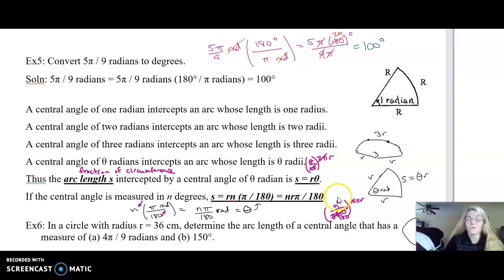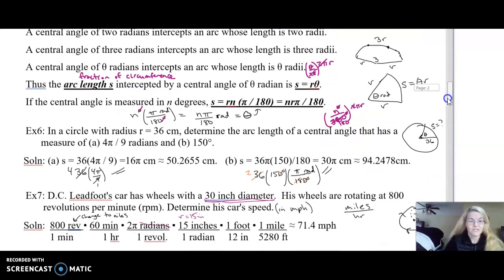And that's going to help you when you are trying to think about areas of wedges of circles also. It's a fraction of the area of a circle, but we'll get to that. First, let's look at example 6 here.